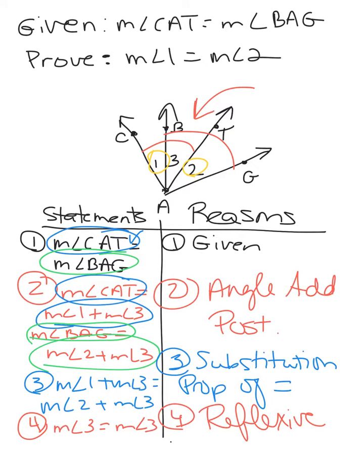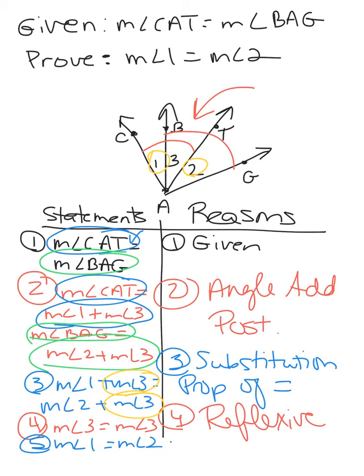Well, if I look at my statement in number 3, if I take out the measure of angle 3 on either side, because on one side I have the measure of angle 1 plus the measure of angle 3, and the other side I have the measure of angle 2 plus the measure of angle 3. If I take both of those out, what I'm left with is my step 5. I can say the measure of angle 1 is equal to the measure of angle 2.